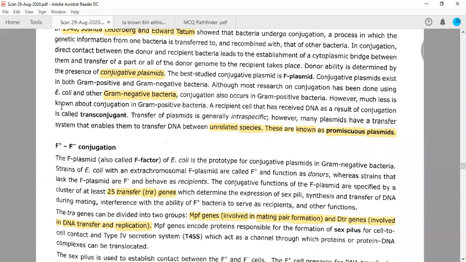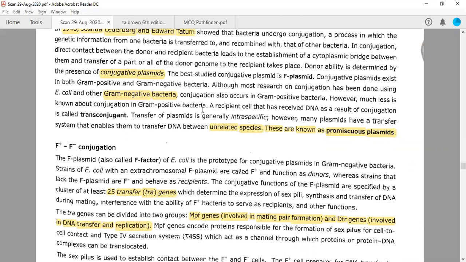However, much less is known about conjugation in gram-positive bacteria, for example, Bacillus subtilis and other gram-positive bacteria. A recipient cell that has received the DNA as a result of conjugation is called a transconjugant. I told you various terms in previous classes. So this is the special term for the recipient cell which will receive the F plasmid from an F positive cell.